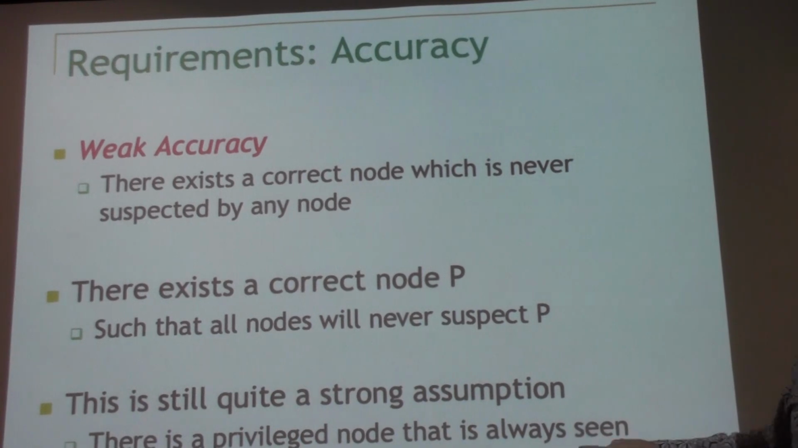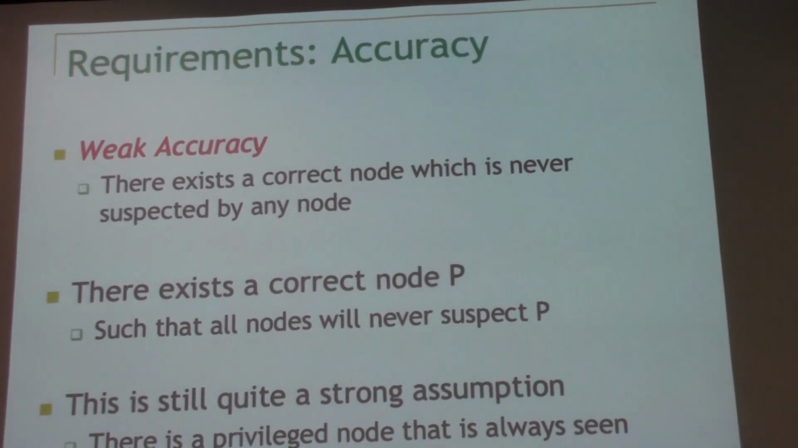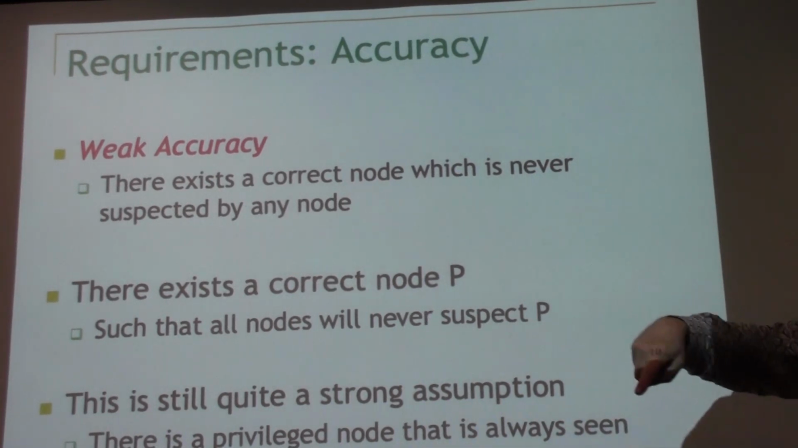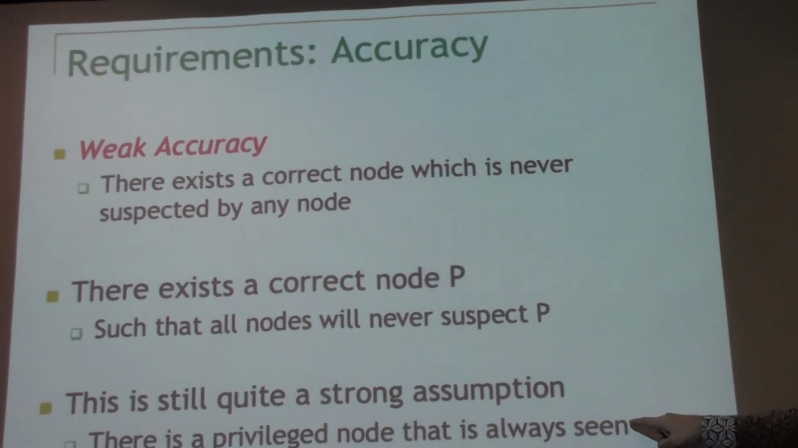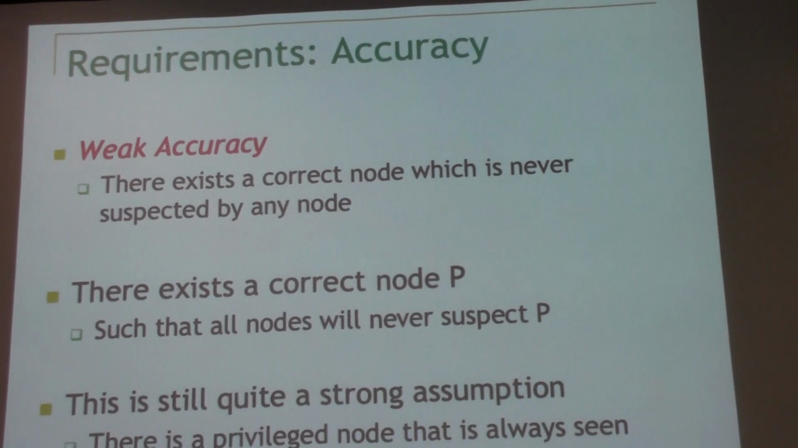You have some kind of a privileged node that is always seen, okay? And nobody will ever make a mistake with respect to that one. But it's still kind of strong. I mean, it's weaker than strong accuracy, but still you have to actually see this guy, and he might be far away, okay?